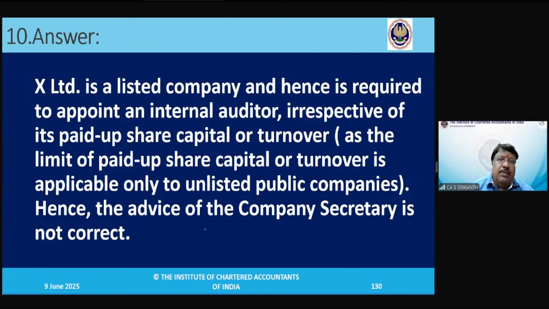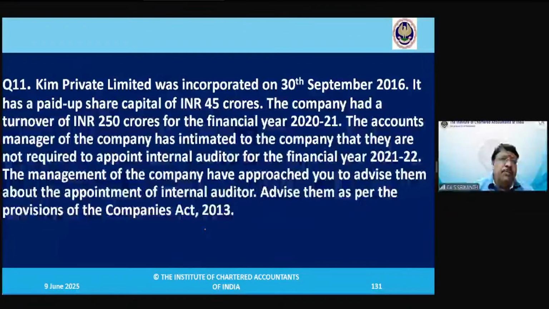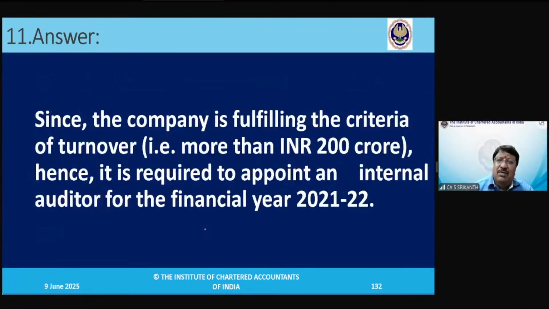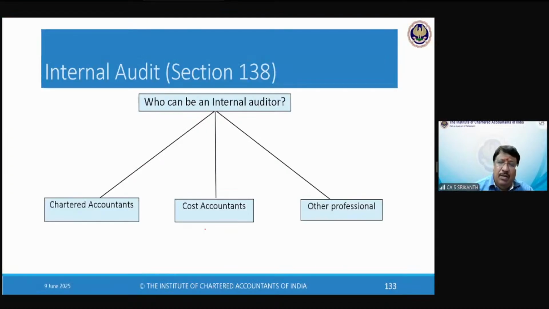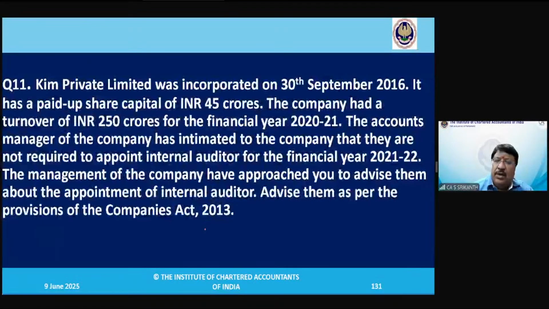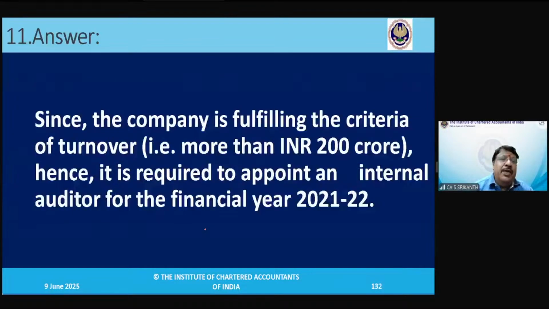Just finish this off and then who? So Kim Private Limited, same, again and again. Like this, they have asked for 3 years, 3 sessions. Often repeated question.